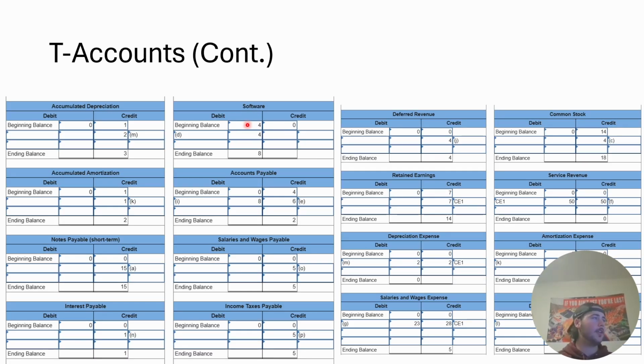Software. We got 4 of software. The beginning balance here, you enter from the previous. So that's a good thing to explain. That's one of the things I need to explain. You get your beginning balance from the previous statement. So I had $4 of software already, as we saw on the first page, and then I purchased $4 more of software. That was from our journal entry D here, and that means our ending balance is 8. So we have a total of $8,000 of software. It's the best way for me to look at it.